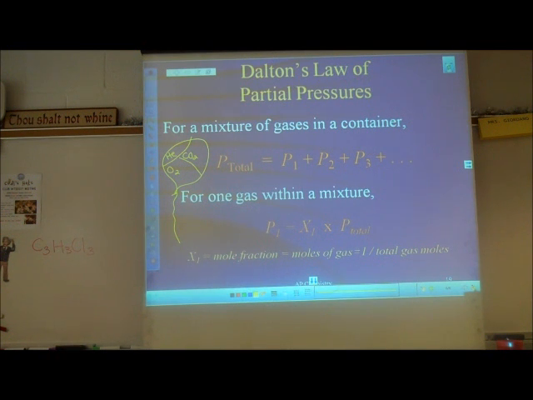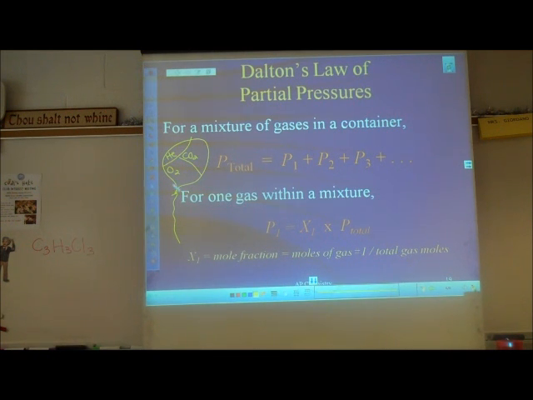Folks, everything we've done so far relating to gases, there has only been one gas. If you have more than one gas, 2, 3, 4, 5, 50, if you have more than one, you have to think about what are called partial pressures. So let's say, for example, I have a balloon, and it does not just have one gas in it, it has 3 gases in it. Well, each individual gas has its own what's called partial pressure.